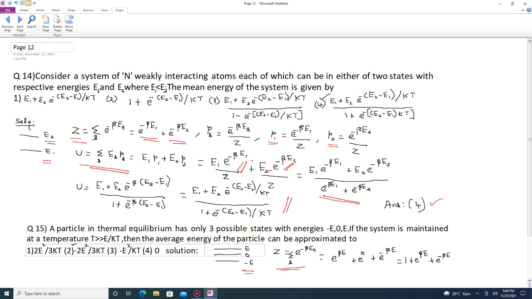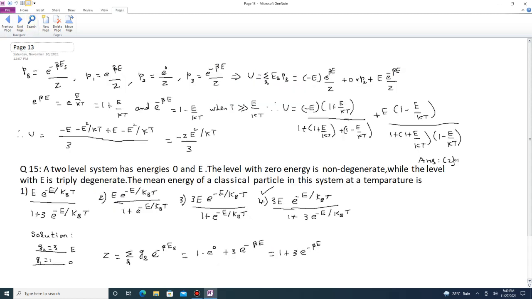So now Z can be calculated by using this expression for ES. The first level is 0 minus E, so this becomes e power beta E. Second term is e power 0, and third term is e power minus beta E. So the Z value is 1 plus e power beta E plus e power minus beta E. That is the expression for the partition function. Then let us evaluate the probability. So first evaluate P1, P2 and P3. These are the expressions for P1, P2, P3.